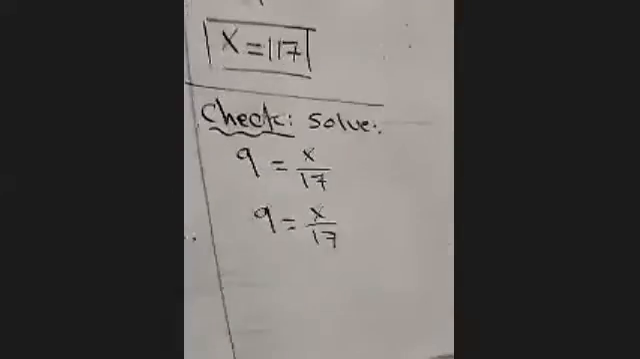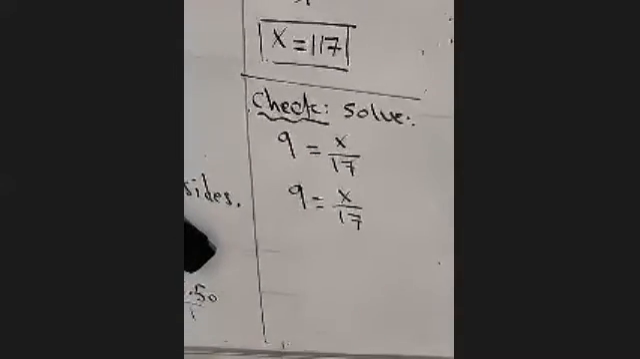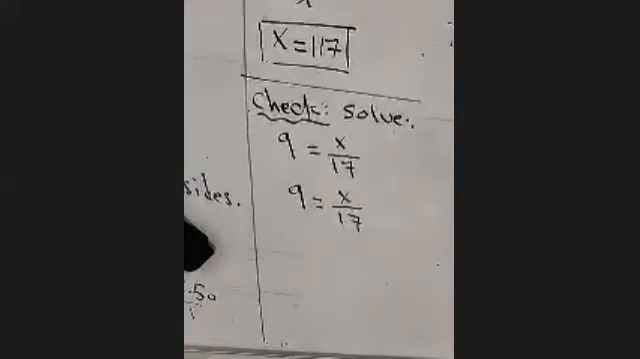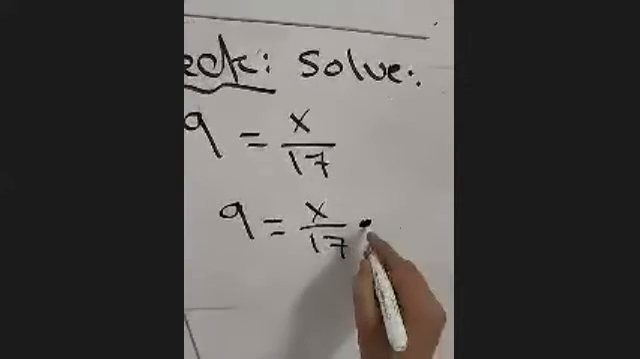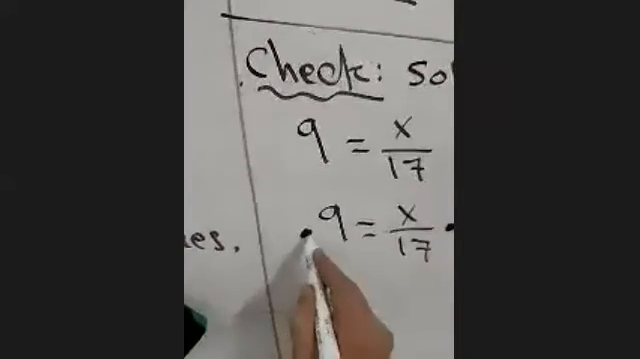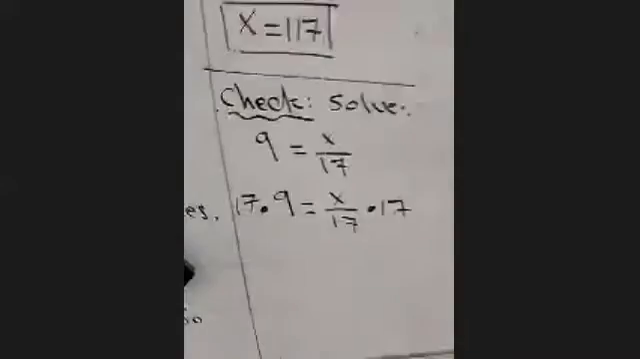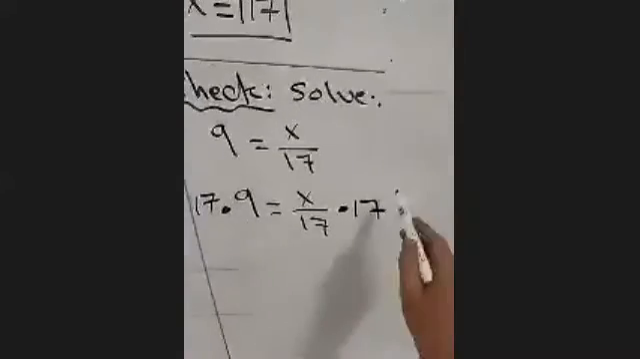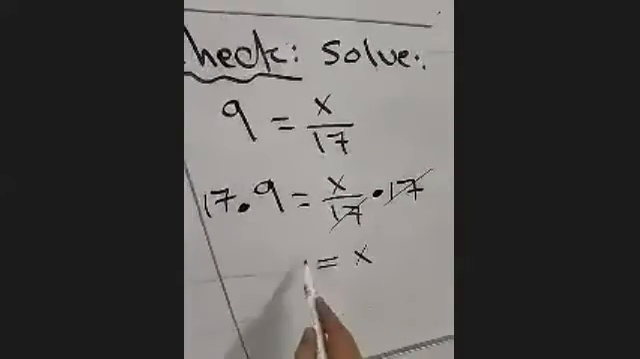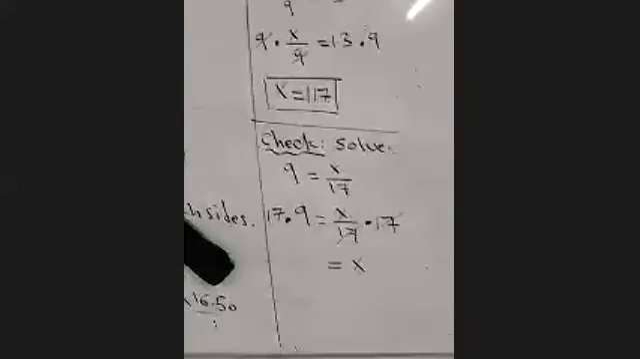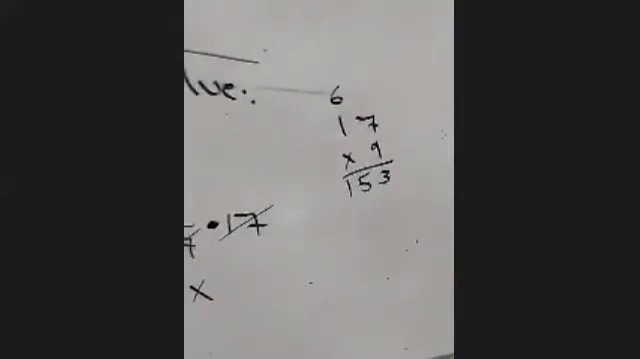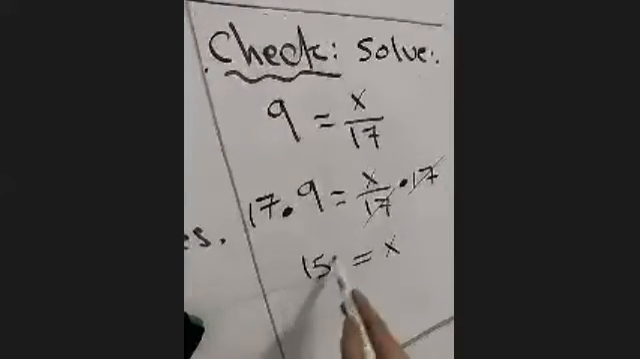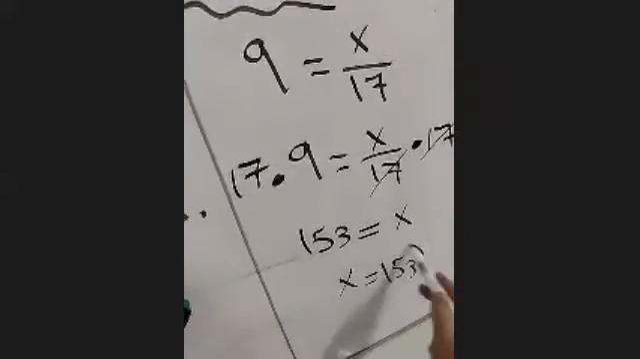Tell me now, what will I do? We will write multiply 17, multiply 17, in both sides, like this. Yes. Multiply 17 and multiply 17. Then what will we do? x equals, the 17s are gone, so x equals 17 times 9. 9 times 7 is 63. 17 times 9 is 153. So x equals 153.